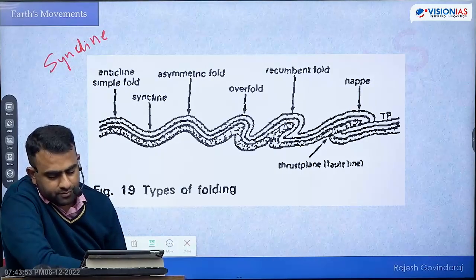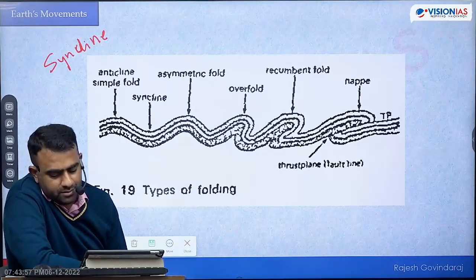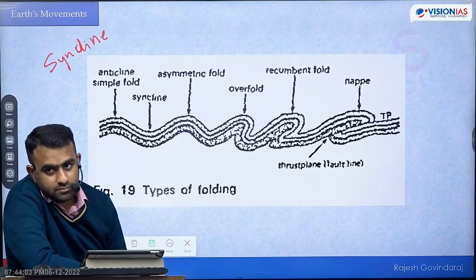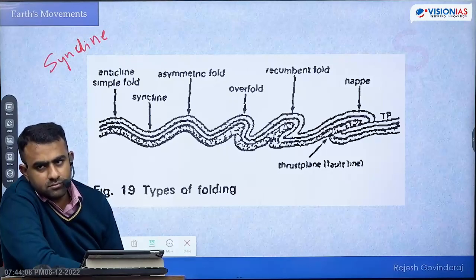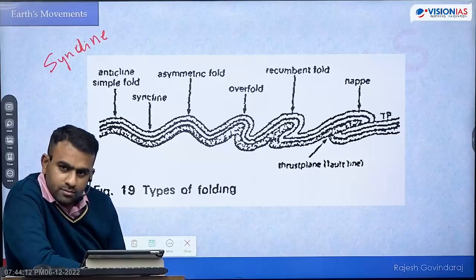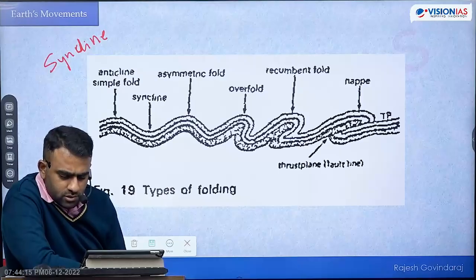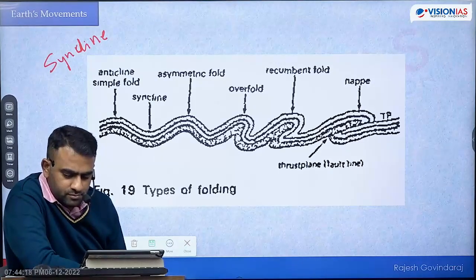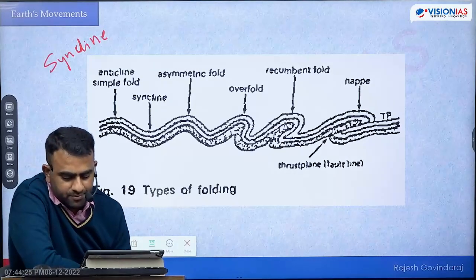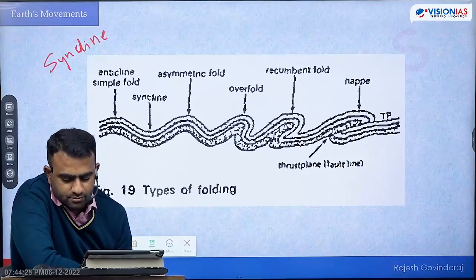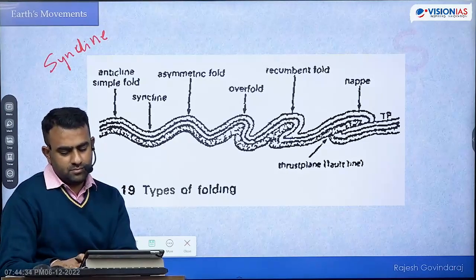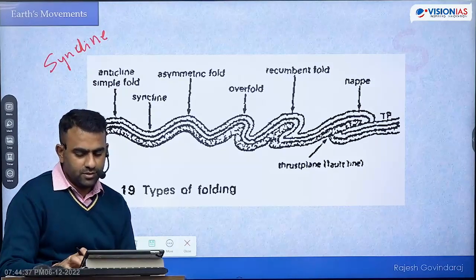Next point. A fold which is literally lying down due to continuation of pressure on one of the limbs is called as recumbent fold.